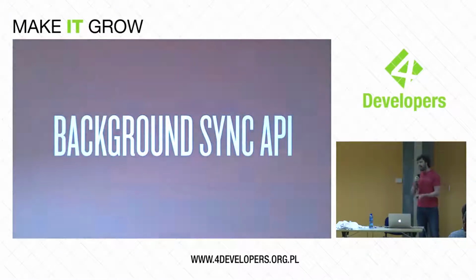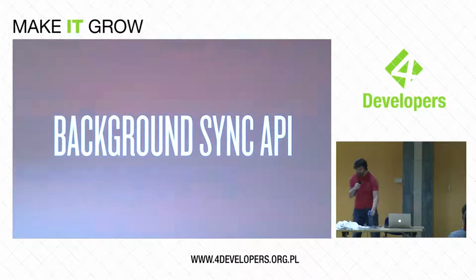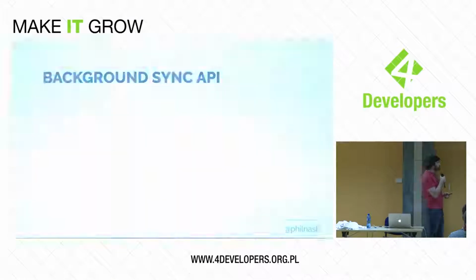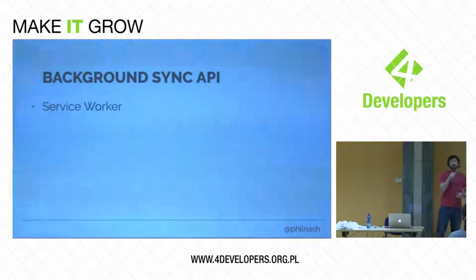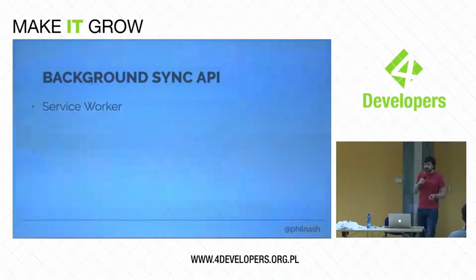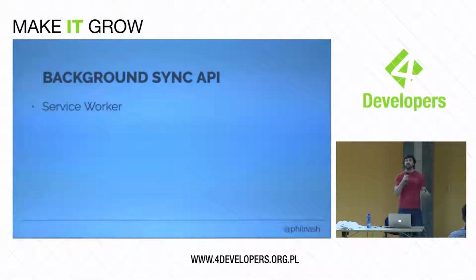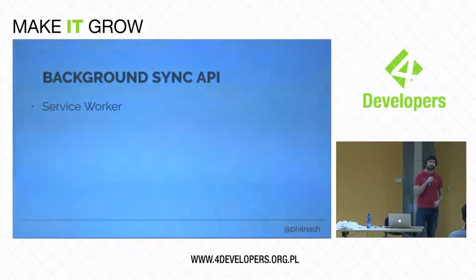Because we now have available to us the background sync API. There's actually a few background things going on right now, and we'll get to more of them at the end. But this is our thing for today, the background sync API. It's made up of three things. We still need a service worker. It's in fact just an addition to what service workers can do for us.